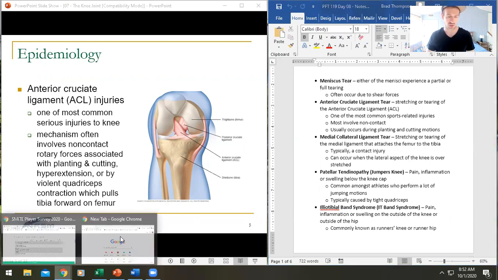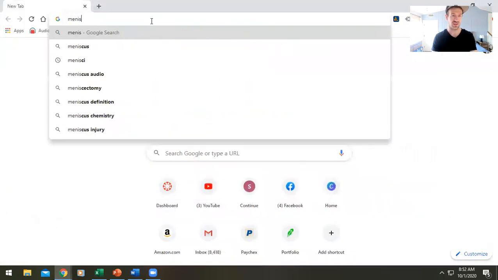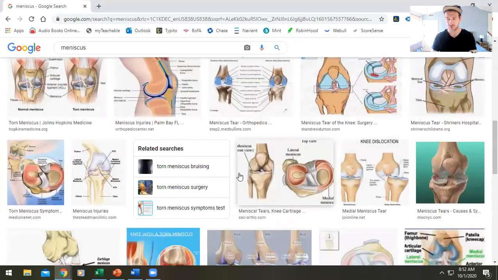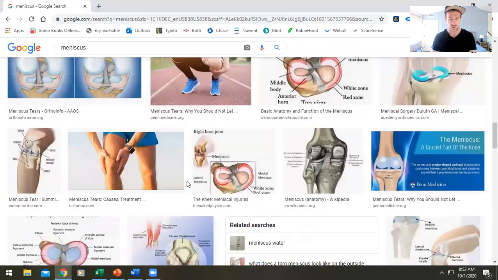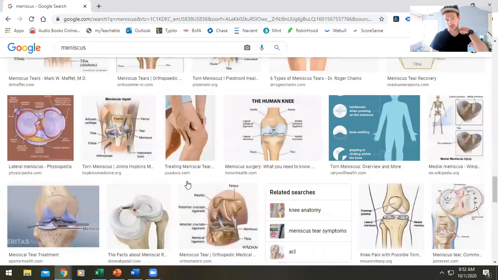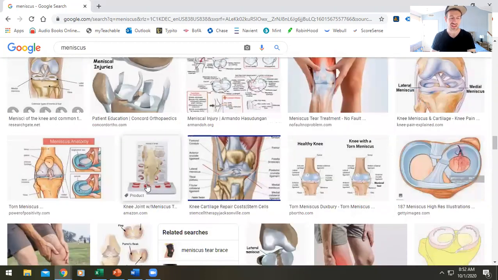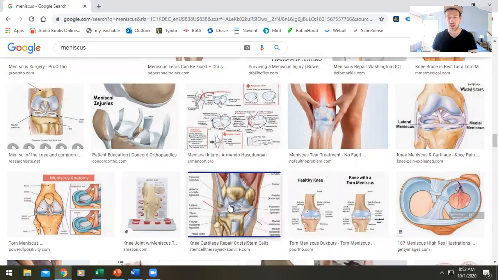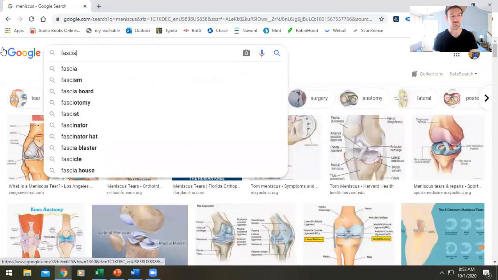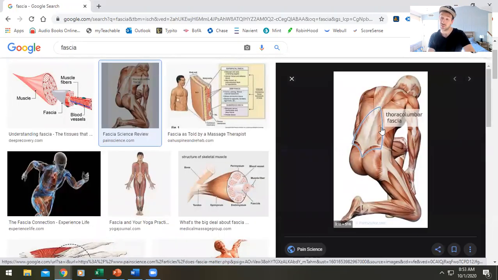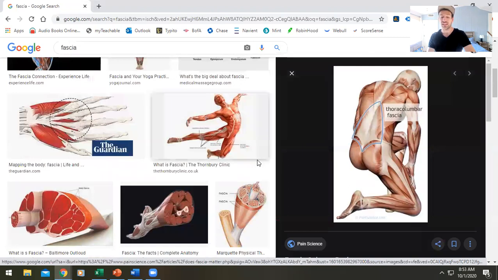Let me see here. I'll pull up a picture of a meniscus. This could get a little gross. I'm trying to pull up a real photo. Yeah, they're like, we don't want to put this on Google Images. Well, anyway, you can see it's more similar to ligaments or cartilage versus fascia, which is the white connective tissue that surrounds your muscles and holds your muscles in place.